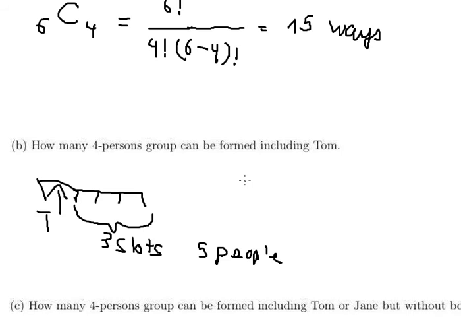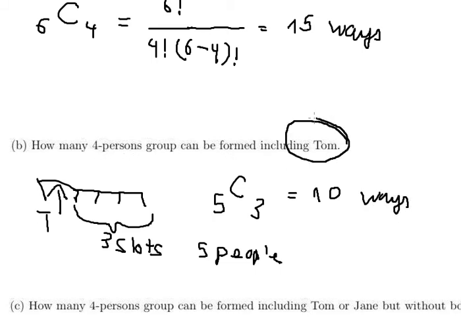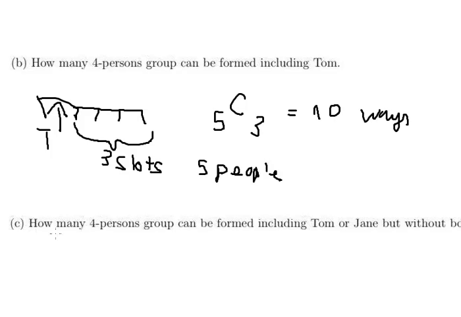Now we have 3 slots for 5 people. So that means we have combination 5 choose 3. We calculate this number and you get 10 ways to form the group of 4 persons including Tom.